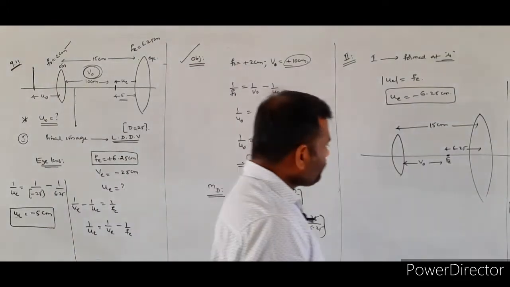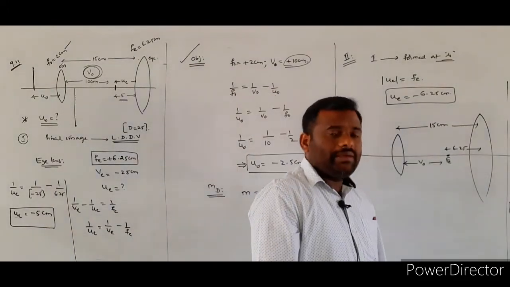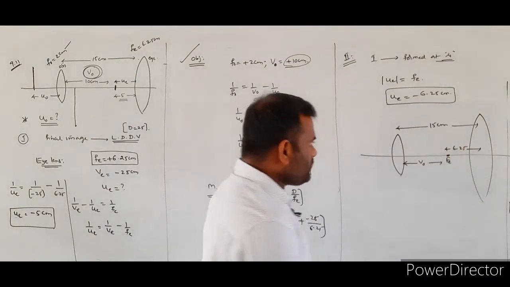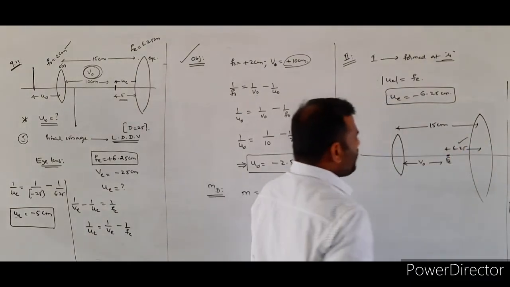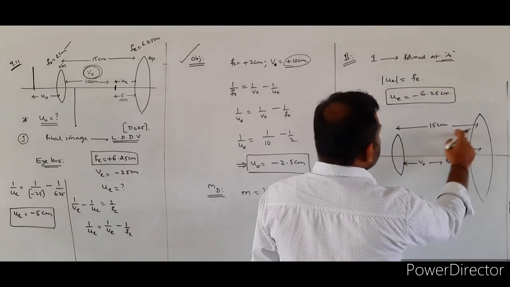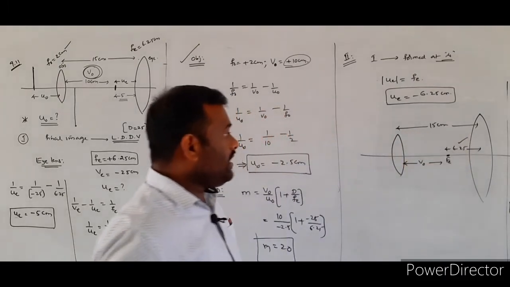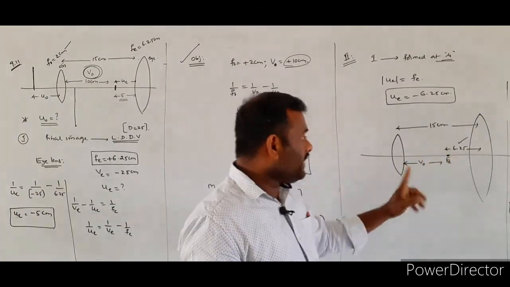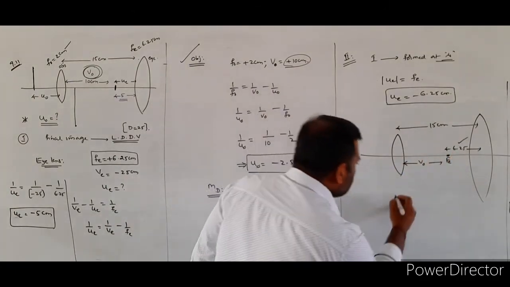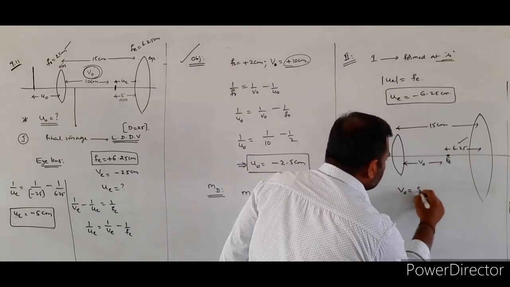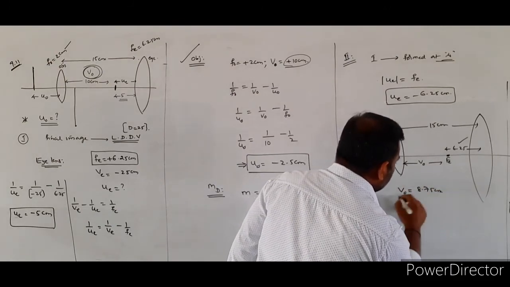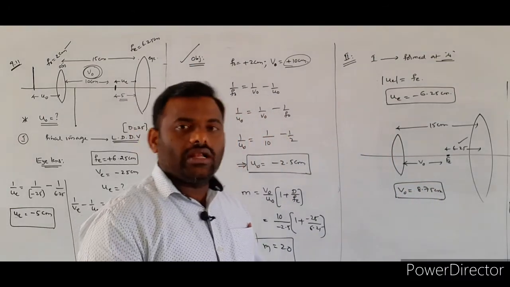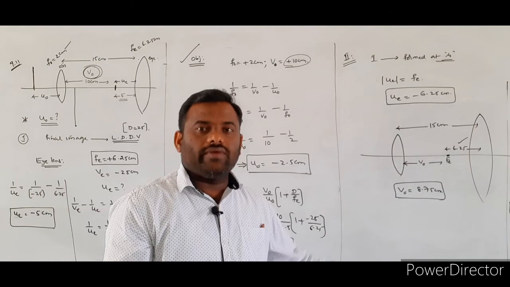Now see here, whenever the object is placed at the principal focus of the eye lens, the final image will be formed at infinite distance, so this value is equal to 6.25. The total distance of separation between the objective lens and eye lens is 15 centimeter. Out of this 6.25 is taken, so that V naught value is equal to 8.75 centimeter. Now we are going to calculate the U naught value.